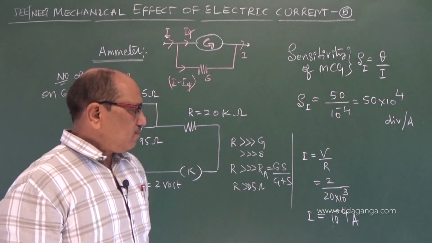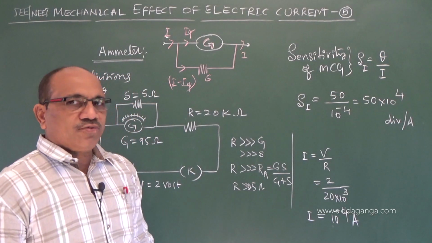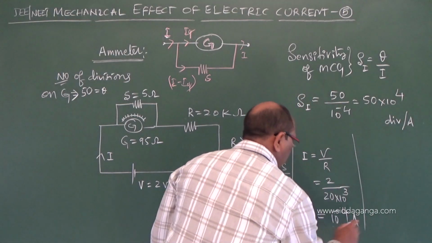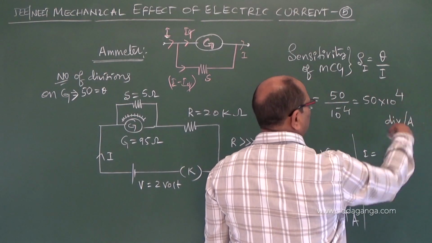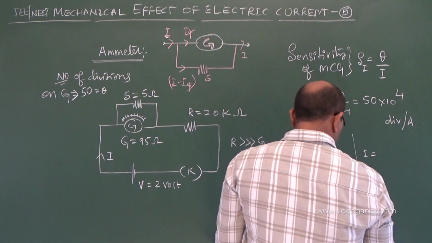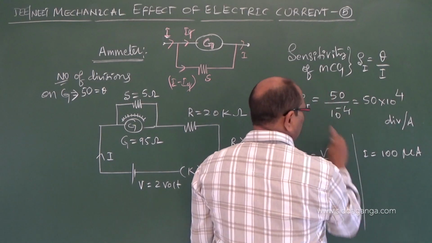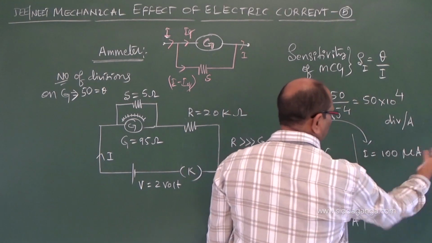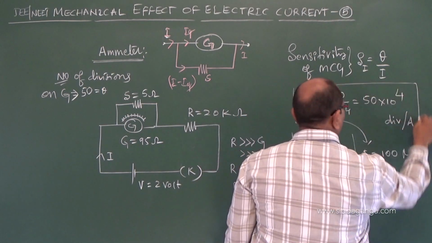50 by 10 power minus 4 taken to the numerator becomes 50 into 10 power 4. Or there is an alternate. I can write this I, if this is in microamperes, you have to multiply and divide by 100. So this may be 100 microampere. If in the problem the answer in microampere is there, this division per ampere is one solution.